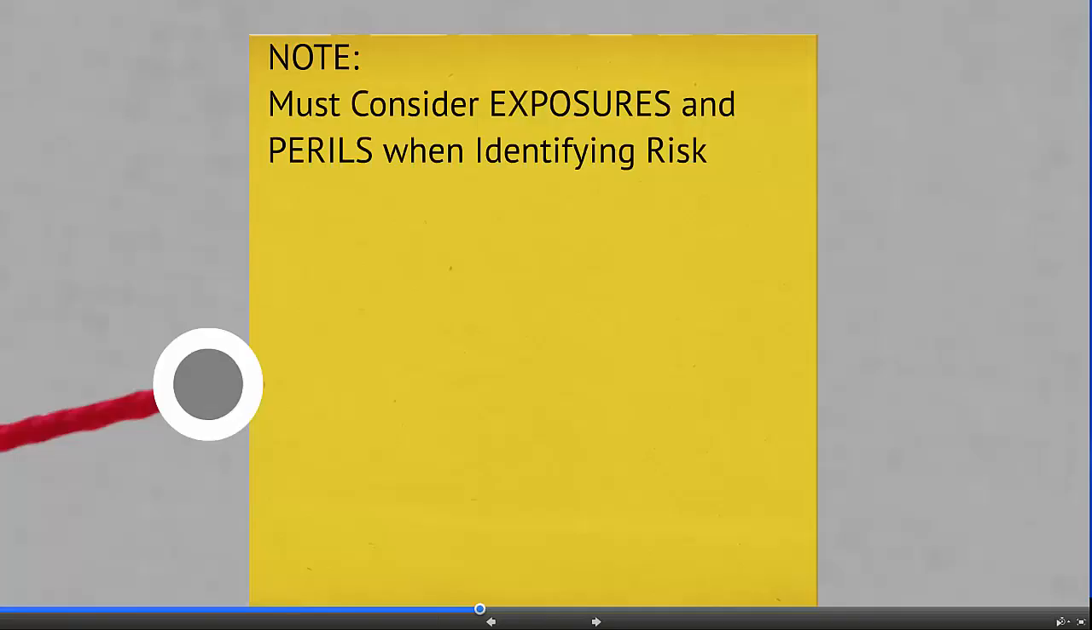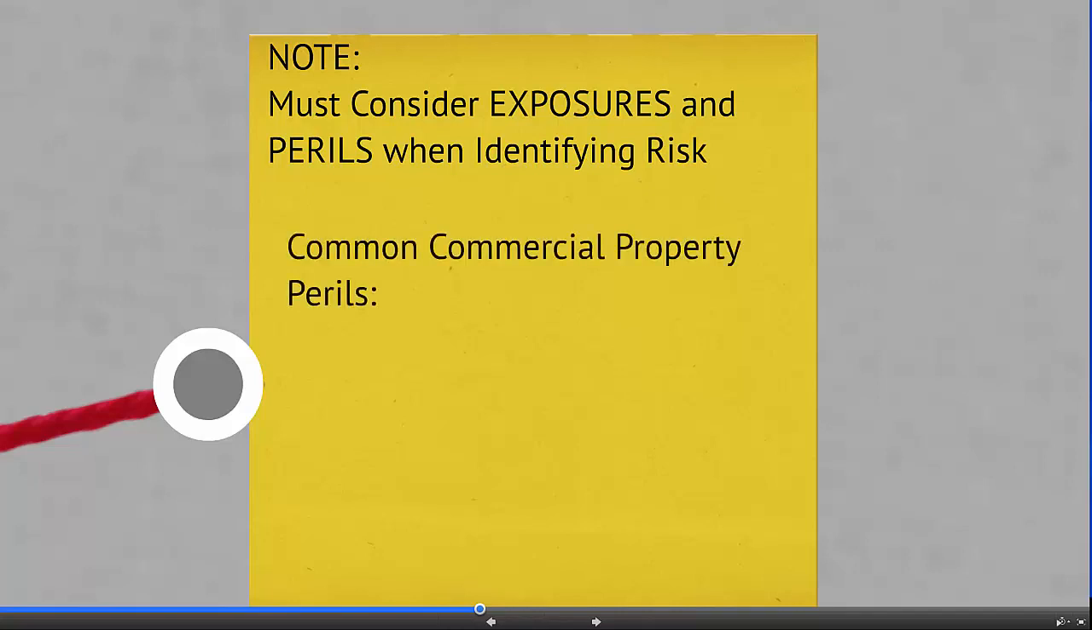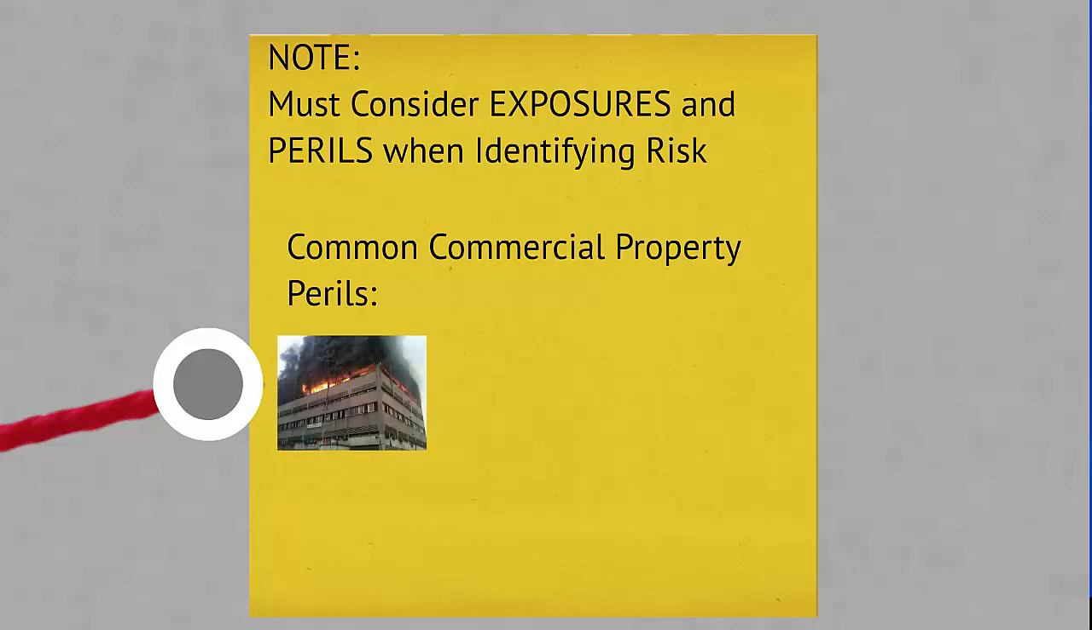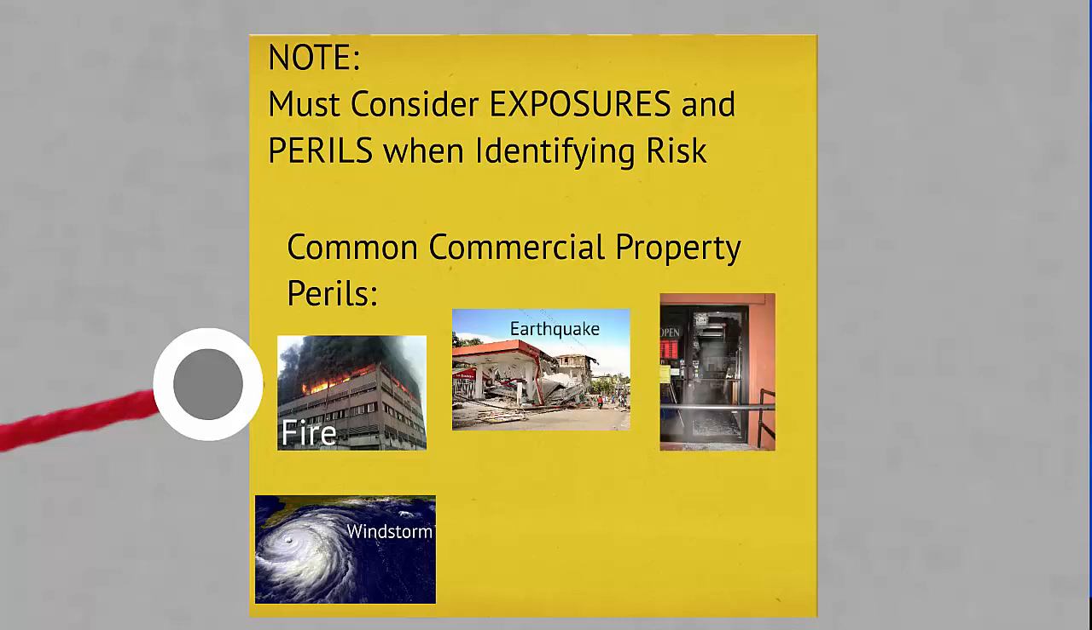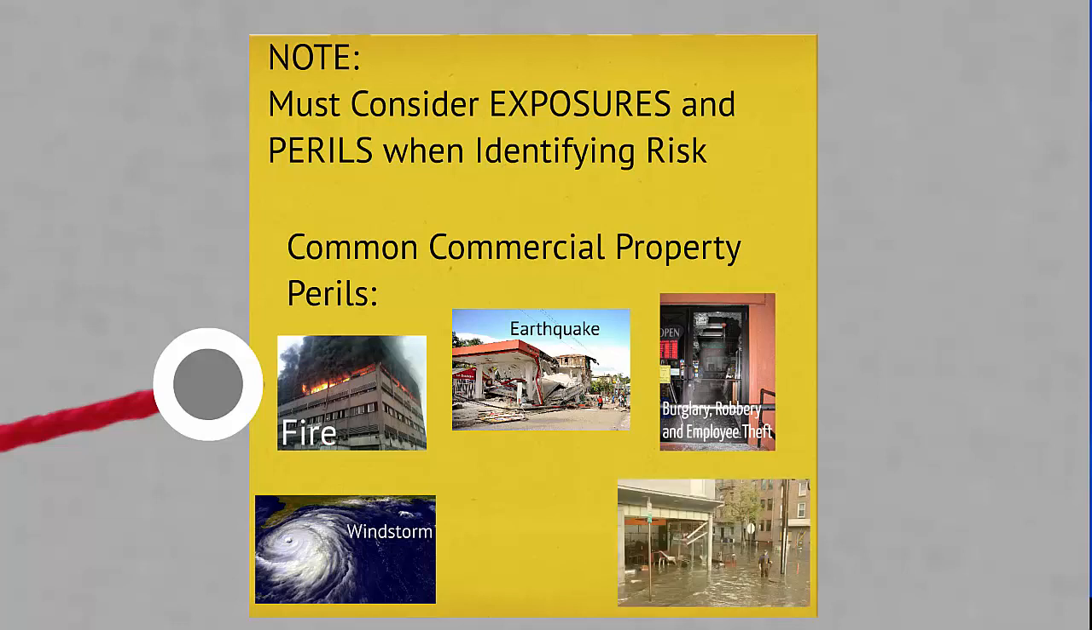Just before we move on, though, into the format of insurance contracts, I want to note that you must also consider perils, not just exposures like we talked about in the steps to risk management, when identifying risk. And that's going to become important as we look at the policies specifically, because most policies only cover certain perils. Common commercial property perils, specific now to property, are fire, windstorm, including hurricane and tornadoes, earthquake in some parts of the country, burglary, robbery, and employee theft, flood, and explosion.